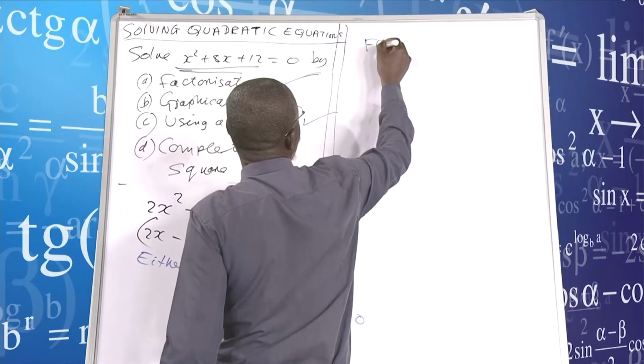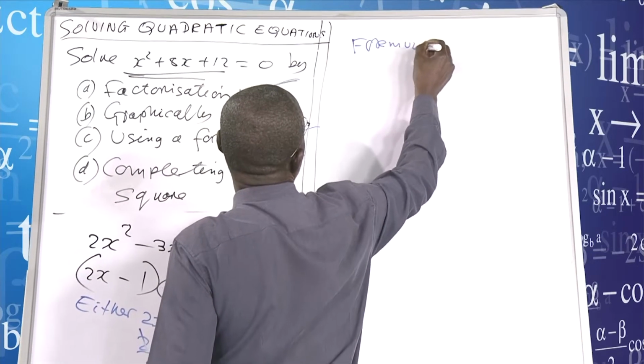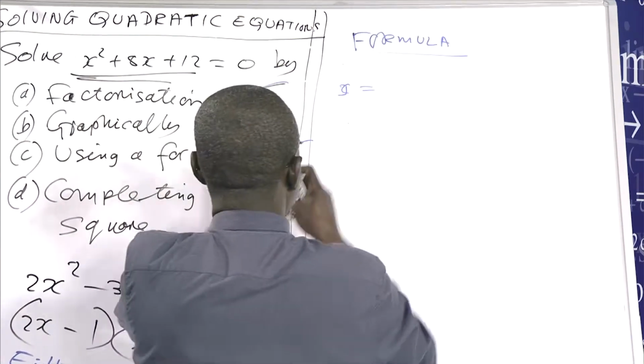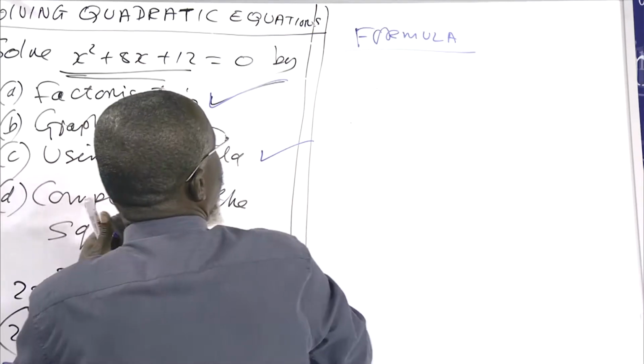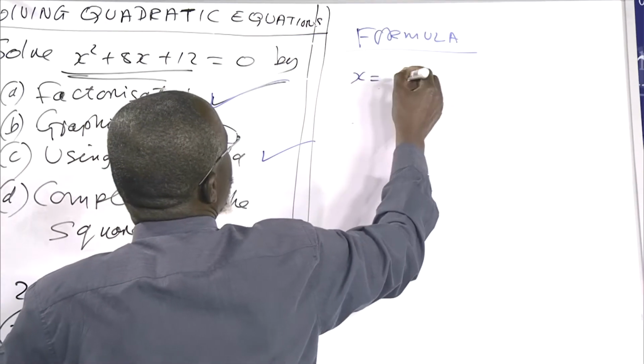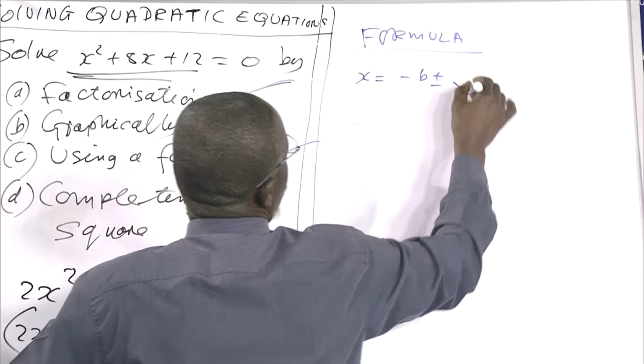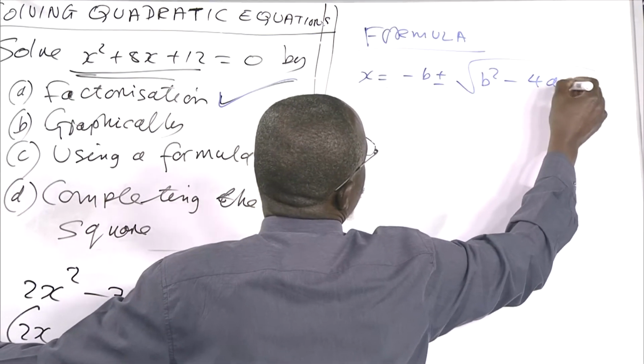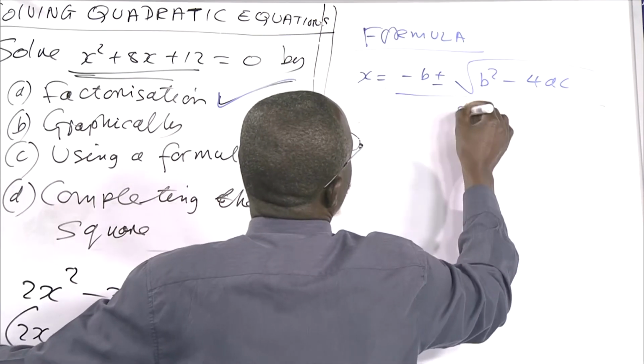Right, so the formula. We say x is equal to, this is the formula, x is equal to minus b plus or minus square root of b squared minus 4ac, all over 2a.